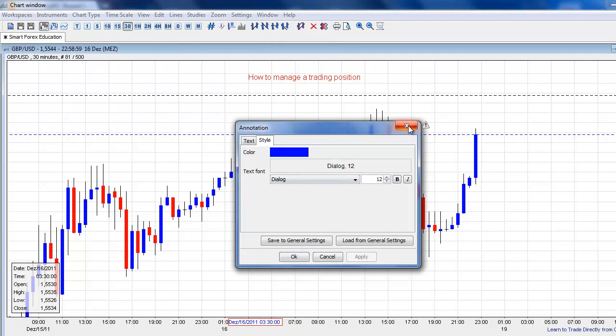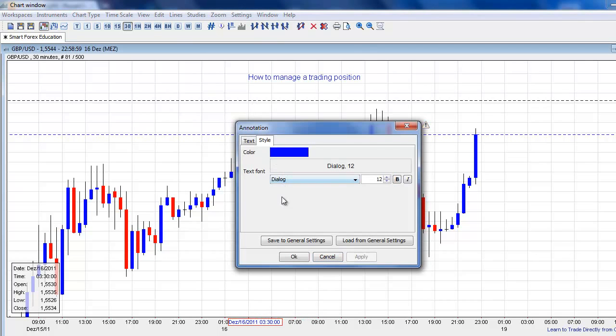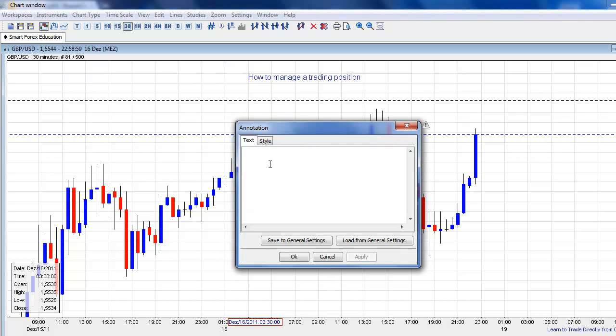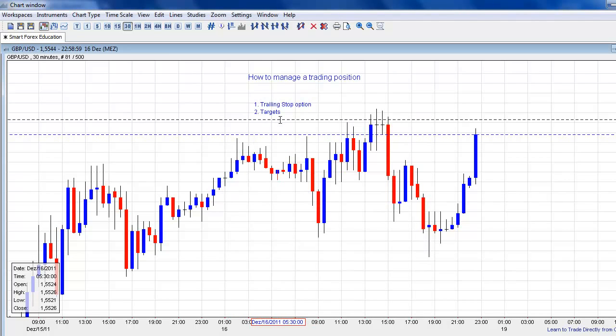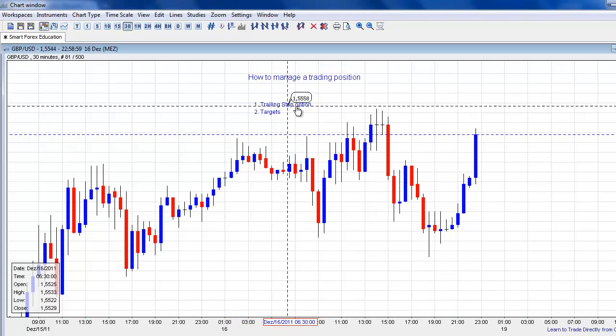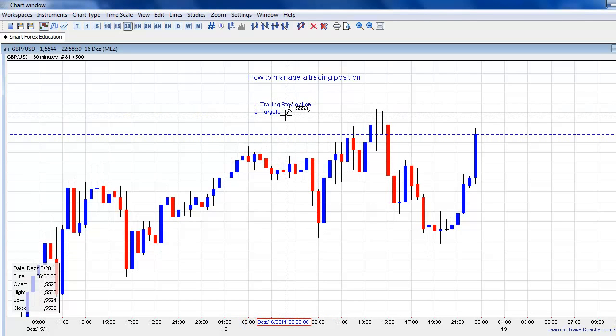Number one, we look at having a trailing stop option. And then number two, we look at targets. Okay, so there's two options you can use. You can use the first trailing stop option or targets.